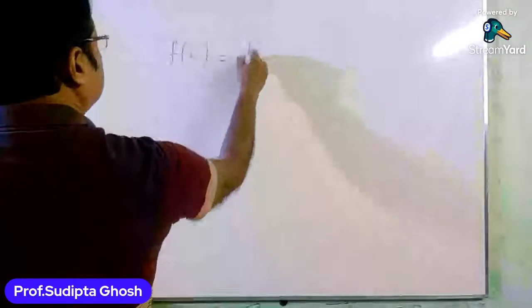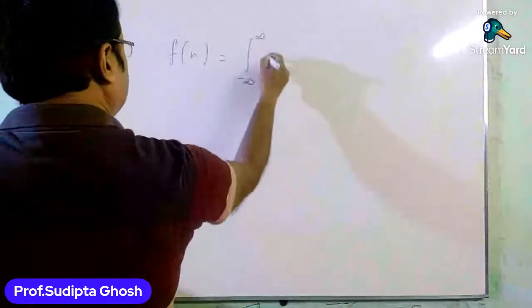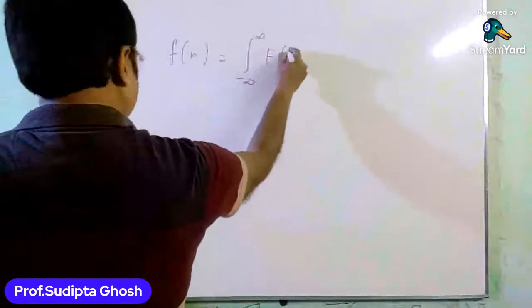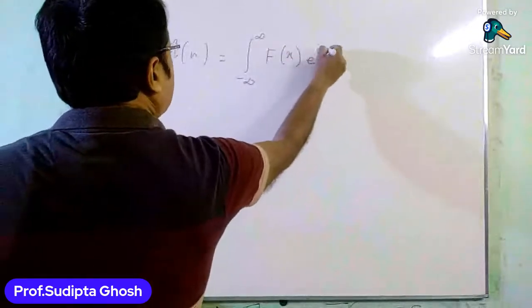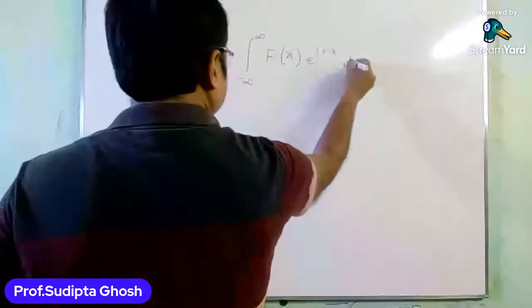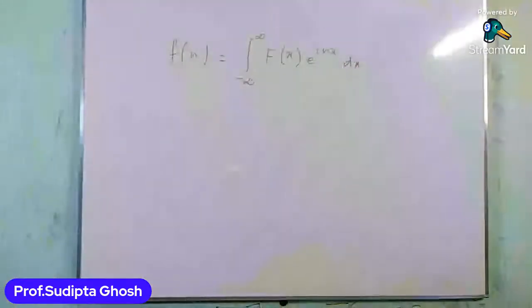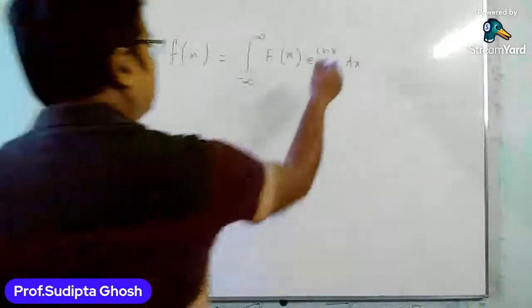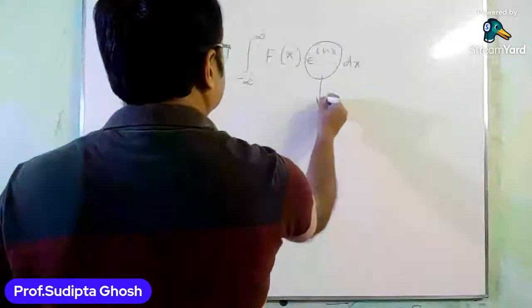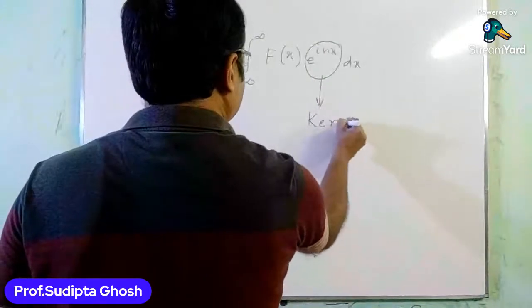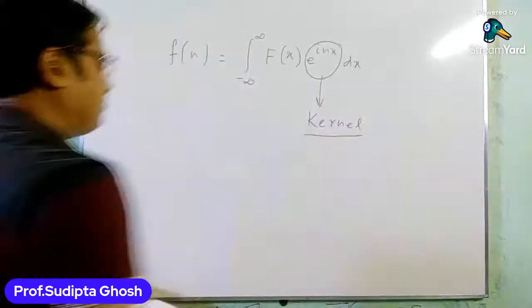that equals the integral from minus infinity to plus infinity of F(x) e to the power i n x dx, where n is a positive integer. Now here the term e to the power i n x, as I have told in my last class, is known as the kernel of the transformation. So e to the power i n x, this part is known as the kernel of the transformation.